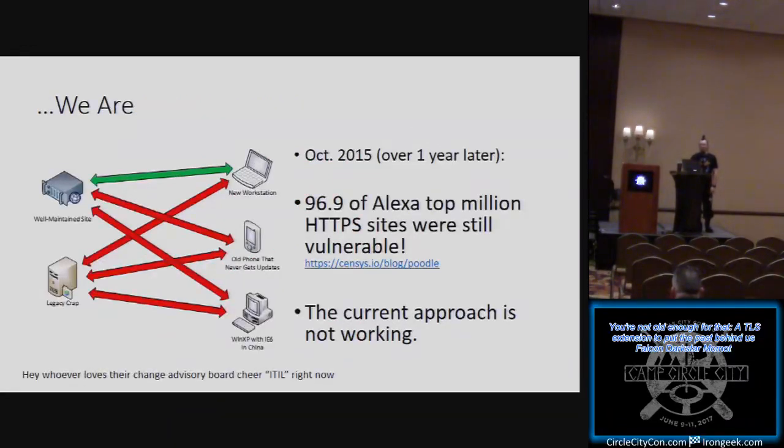Unfortunately for us, we're kind of doomed. Over a year after this was disclosed, this Poodle vulnerability, Censys did a census, and they discovered that still 96.9% of the Alexa top million sites that supported TLS still supported SSL v3. So much for SANS advice to just disable it.